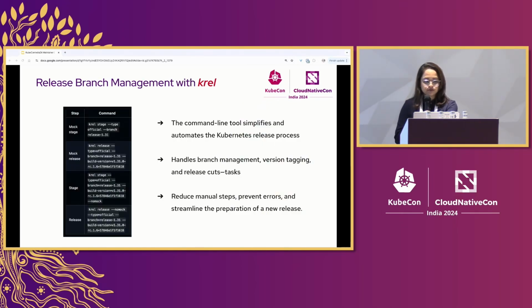There's one tool called Krel. Each release is branched, and it's managed by the branch manager and release manager. This command line tool simplifies the entire process, and it automates most of the process of cutting a release and processing all of the binaries for it. And it reduces the manual steps to prevent errors. Humans are prone to errors, so this is a way to avoid that.